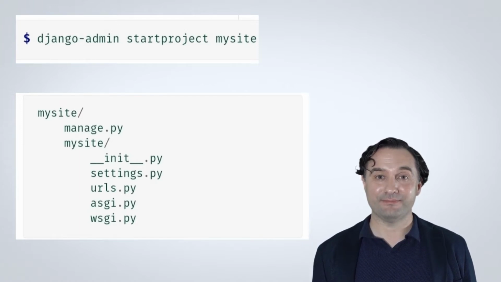Create project. Change from the command line to the directory where you want to save the code and run the first command. The second image is what startproject creates. Every file here has a different task.